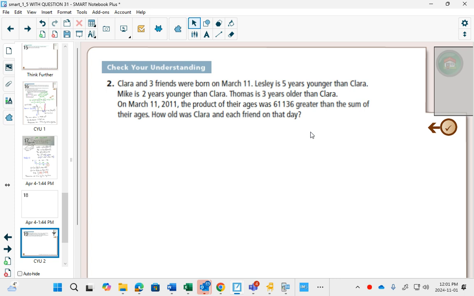The answer to this question is ask her. She'll probably tell you, right? There's no way that you know this obscure fact that the product of all of their ages is 61,136 greater than the sum of their ages, but you don't know how old they are? This is a great example of, it's a good problem for us to practice, but it's a bad problem for being realistic.